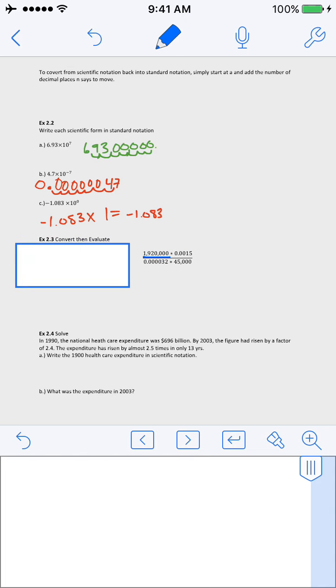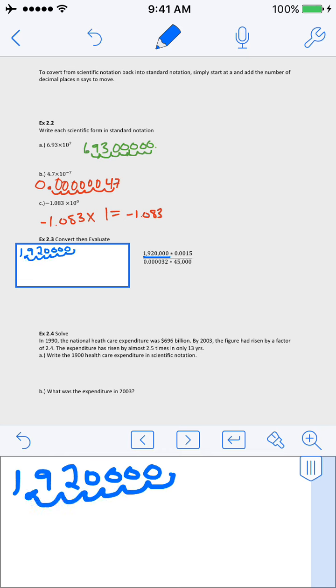1,920,000. Hopefully that's the price of your house that you can afford. If it is, I'm very jealous of you. So I have 1,920,000. Decimal point right here at the end. We'll convert it back. So we've got 1, 2, 3, 4, 5, 6 spaces until we hit a number between 1 and 10. So 1.92 times 10 to the positive 6th. That's that first number there.